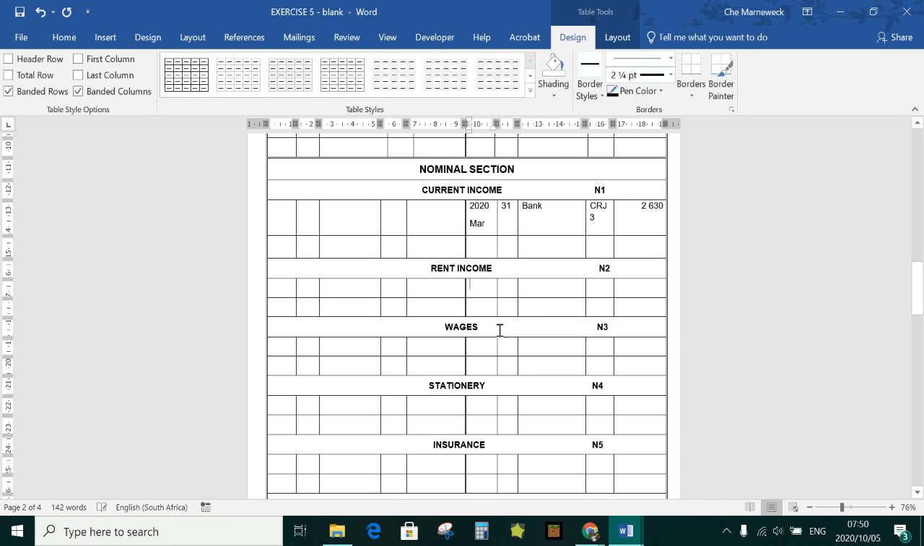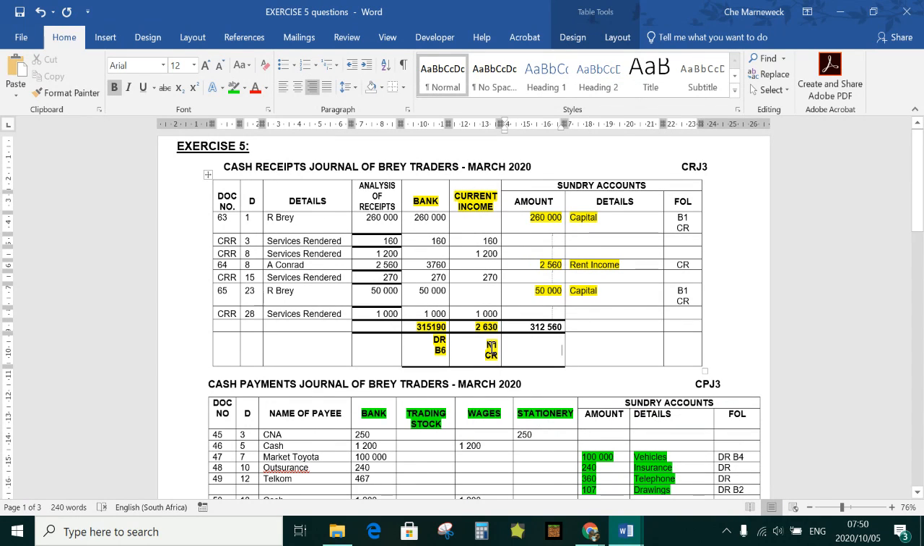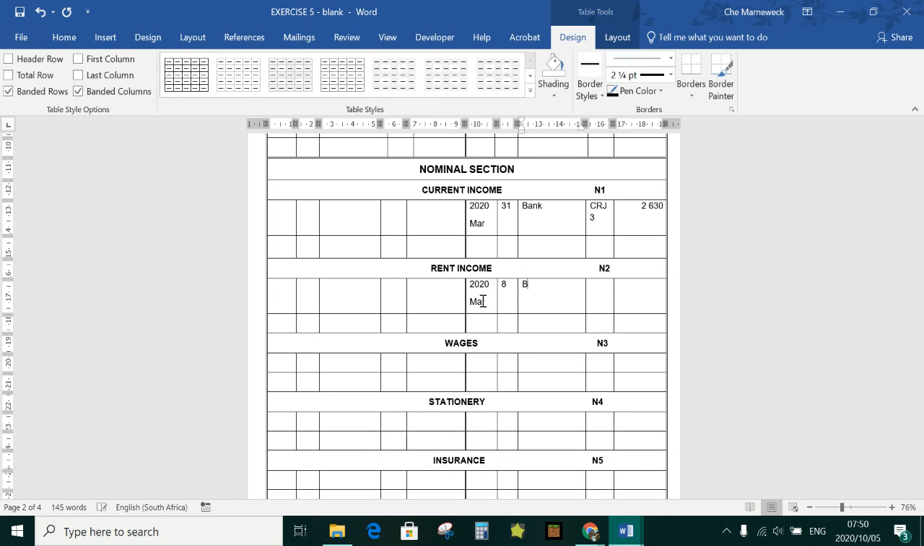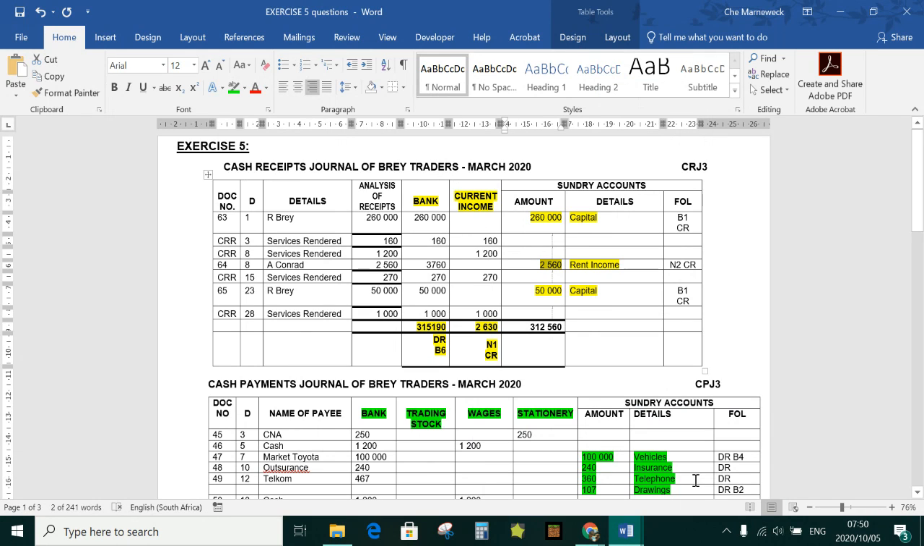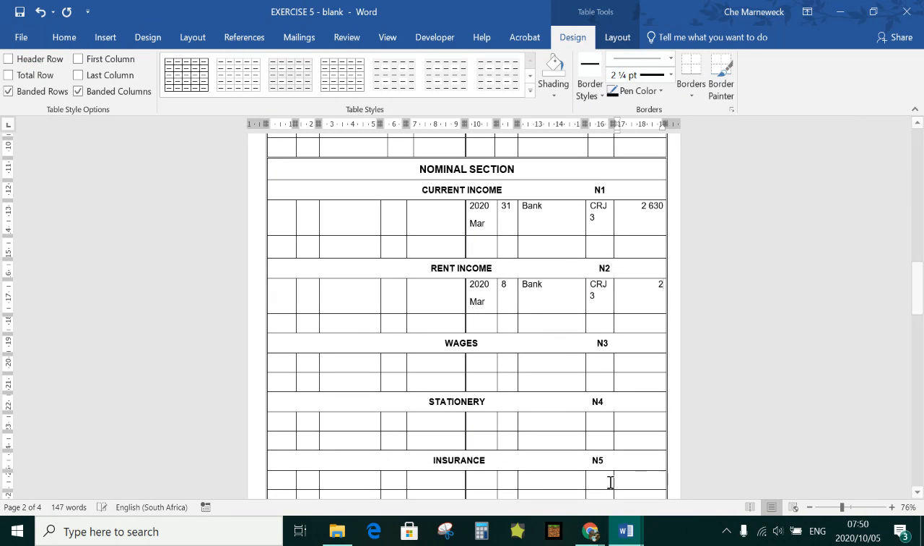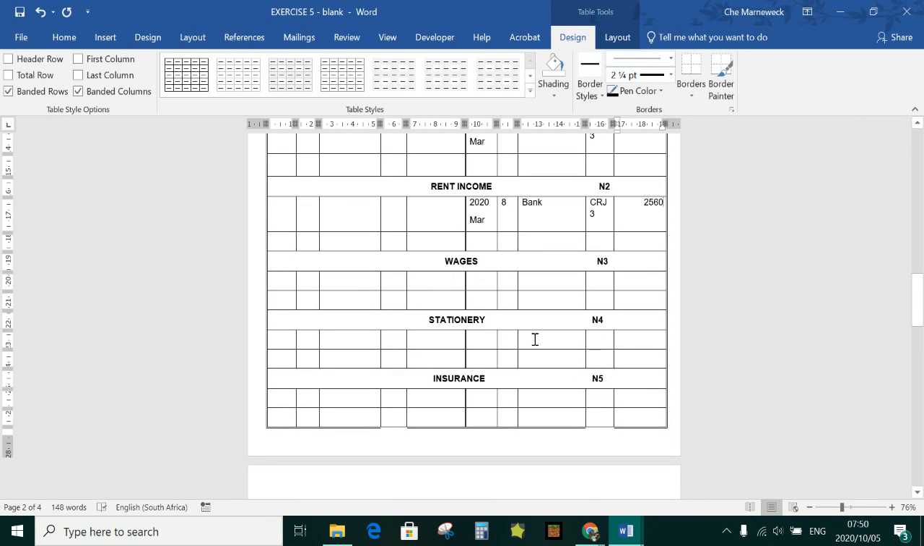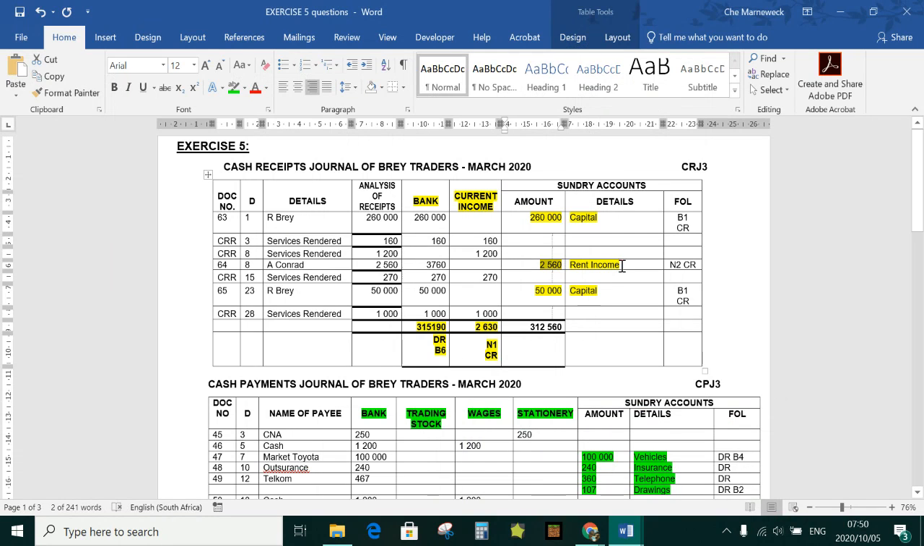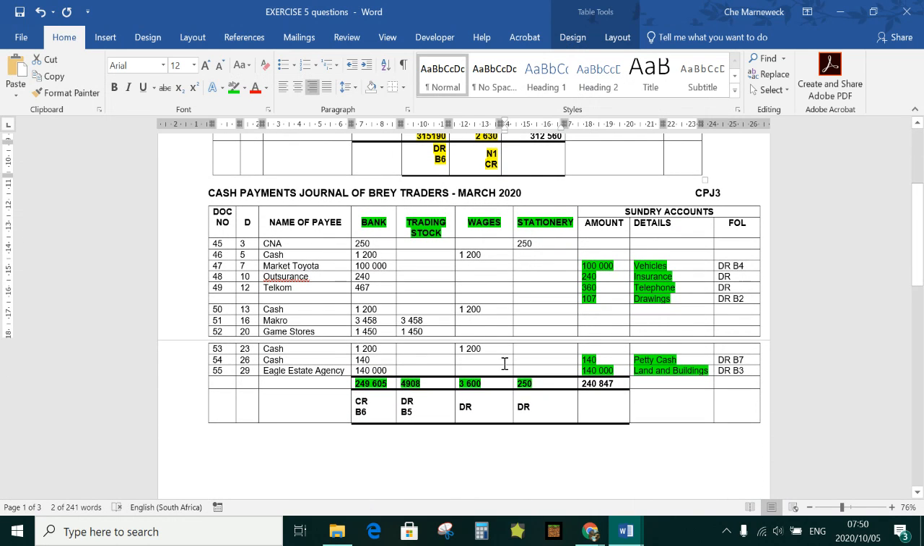We then move on to rent income. It's in sundry. And that's going to be N2. It's 2,560 on day 8. So 2020 March, day 8. CRJ3. The amount 2,560. What is left now is expenses. We've done the whole CRJ. We're just left with our CPJ.